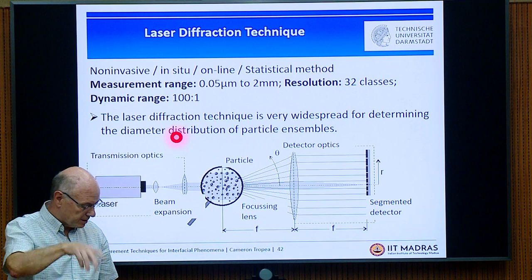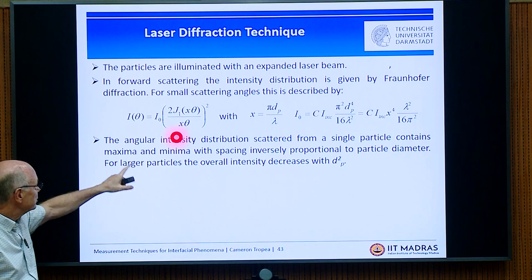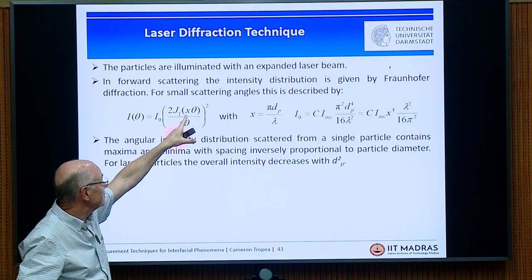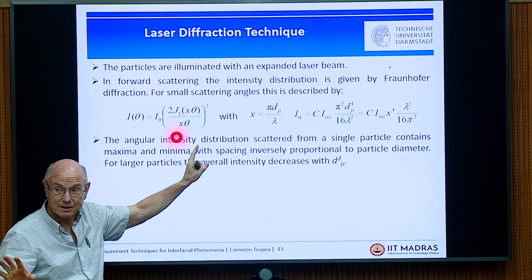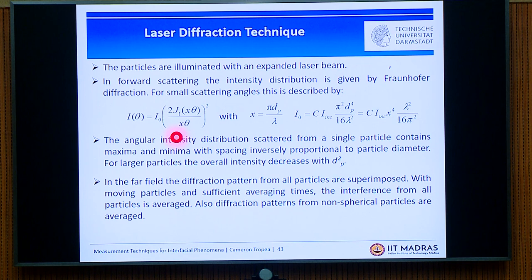And so what happens is, we already had that equation, and that's for a single particle. Of course, if you had a single particle in there, and you measured that, and you knew the reference intensity, then you could solve for x, and you'd have the particle size. That's easy. But now we have different particles in there, and so they're superimposed. Now the diffraction patterns from all particles are superimposed.